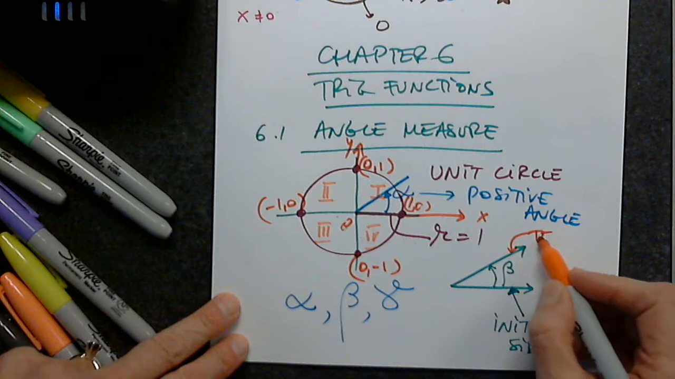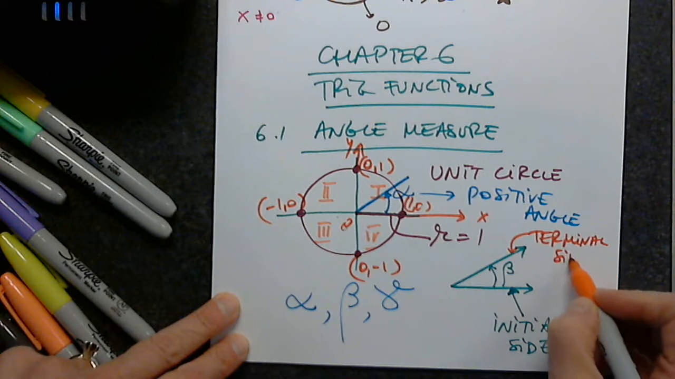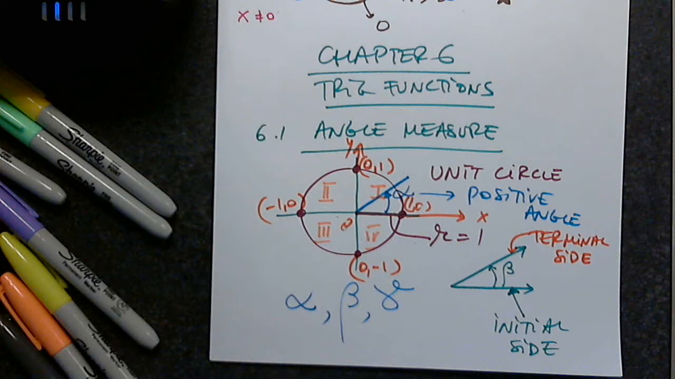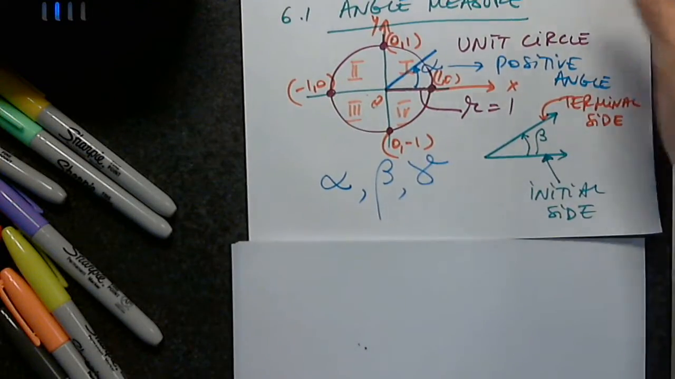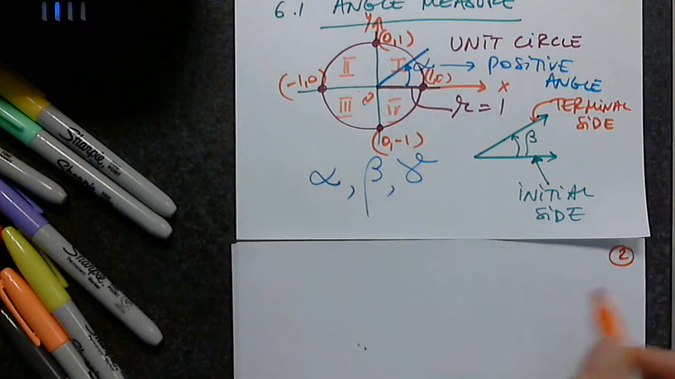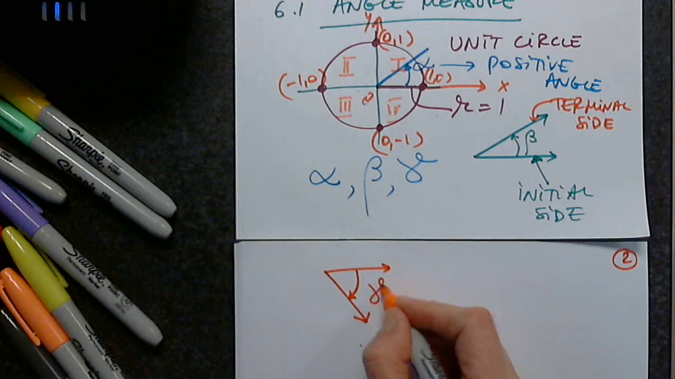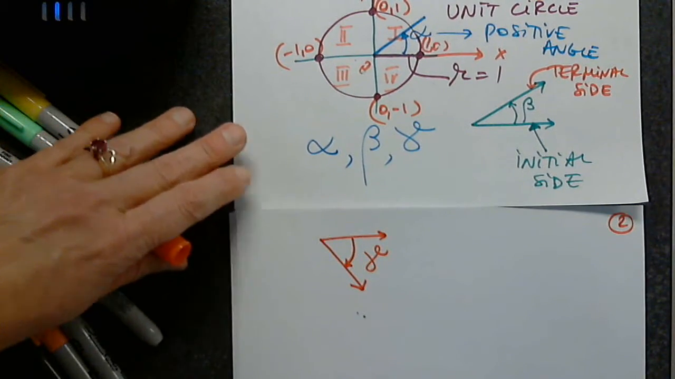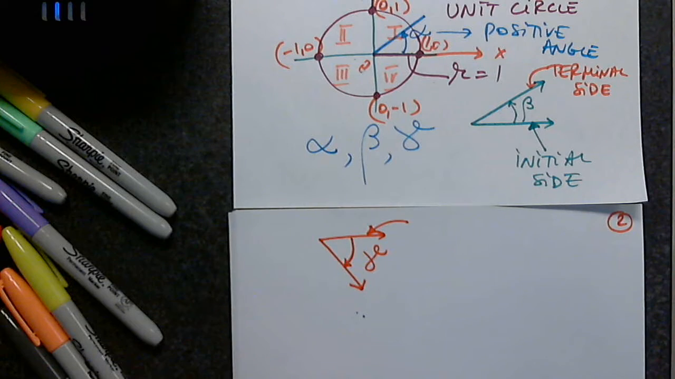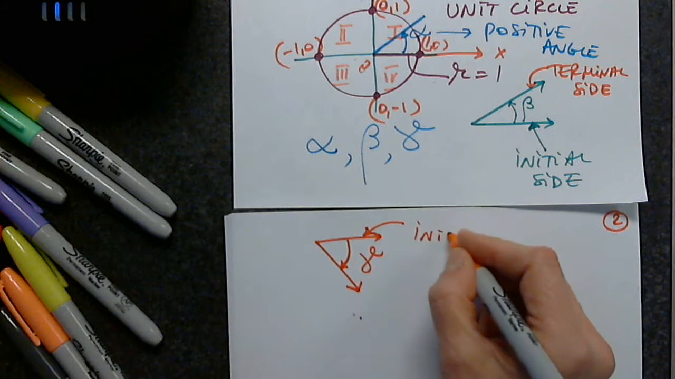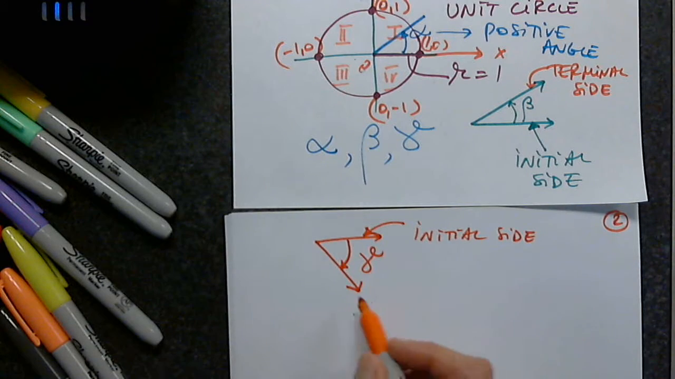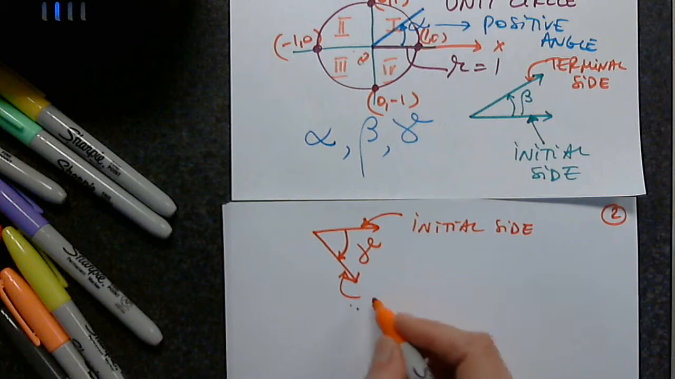Okay, so what about this then? This must be the terminal side. So any angle has an initial side and a terminal side. Now let's look at a negative angle. Here's a negative angle. I'm going to say it's gamma. What does this represent for gamma? And what does this represent for gamma? Of course, terminal.